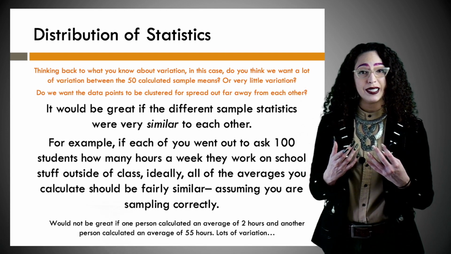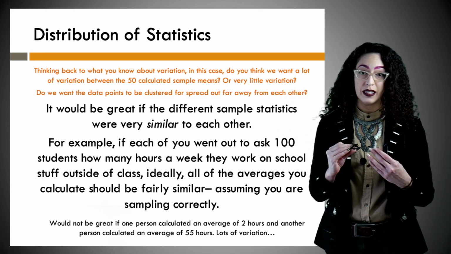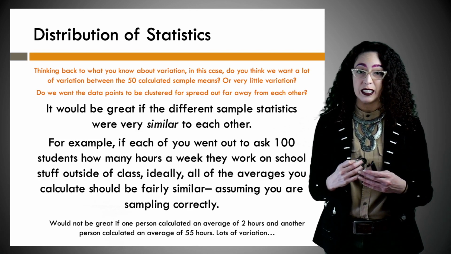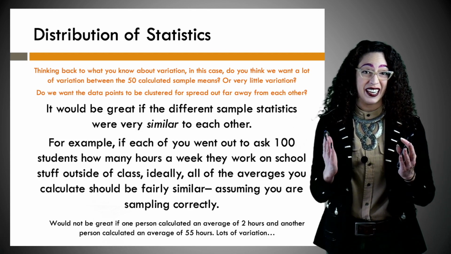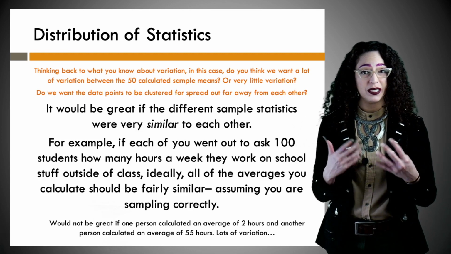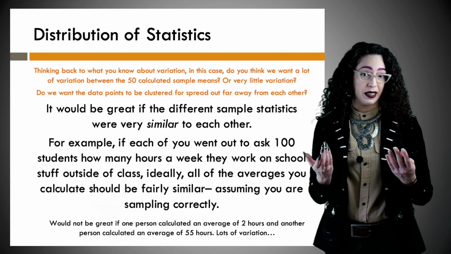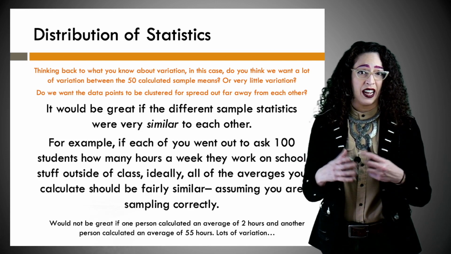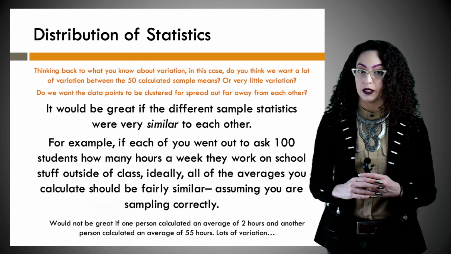It would be great if the sample means differed very little from each other. If one person calculated an average mean of 2 and somebody else calculated an average mean of 55, there is a lot of variation. We're trying to find the truth. What's the average number of hours each UT student spends a week studying? 2 or 55? Not great. We would hope that most of the calculated means are going to be fairly similar to each other.